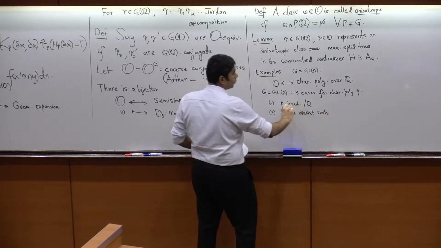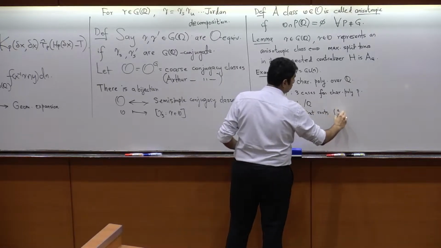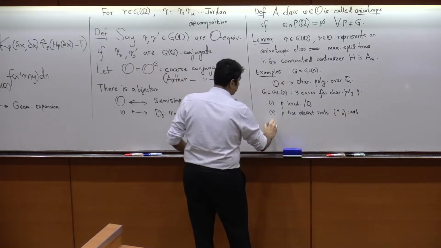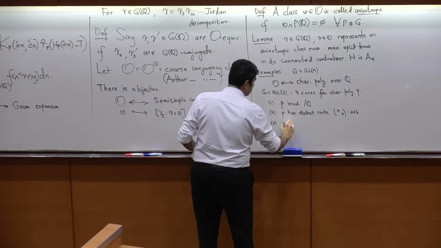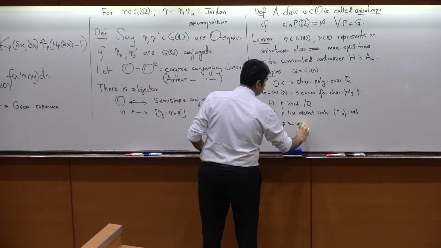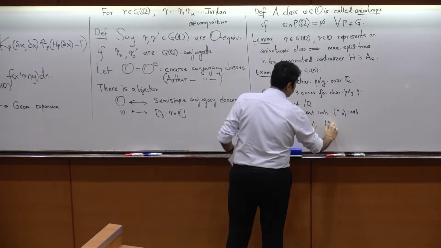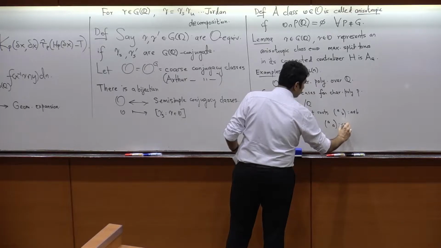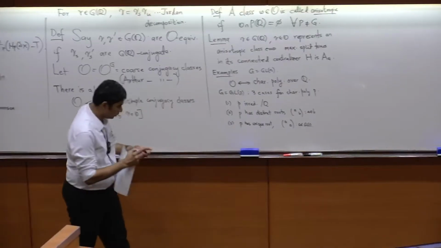So this is like cosine theta, sine theta type. And D has distinct roots, meaning it's like A, B, with A not equal to B. And so this is one of the elements inside O. And the other case is P has a unique repeated root, in which case your element, a central element, sits inside O. Okay, so these are the 3 cases.